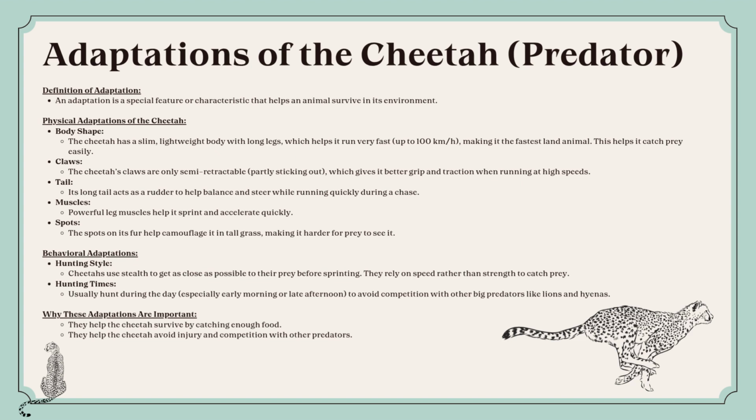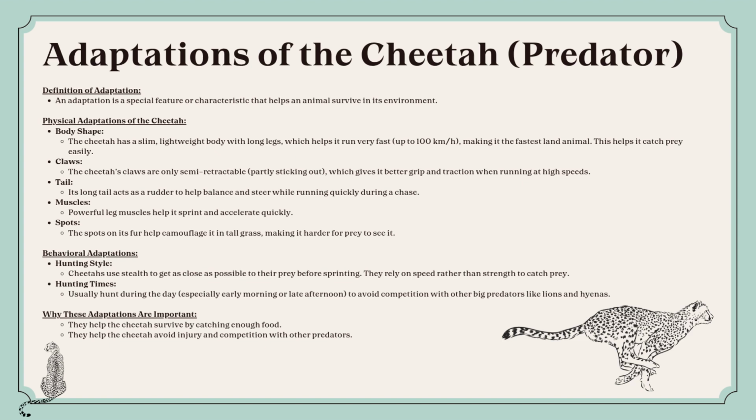The cheetah's claws are only semi-retractable, so it can grab onto the animal easier as well as climb trees easier. The tail is long, and acts as a rudder to help it balance and steer while running so quickly during a chase. If it wasn't for its tail, it wouldn't have the balance to run as accurately as it does. The muscles are powerful leg muscles that help it sprint and run quicker.